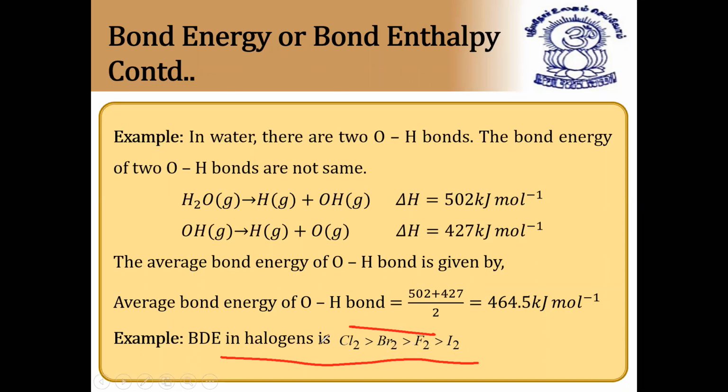So this bond enthalpy order in halogens is very important. Please make a note because they have asked this question many times. Which of the following represents the correct bond energy order for halogens? This type of question is important. I hope it is clear now.